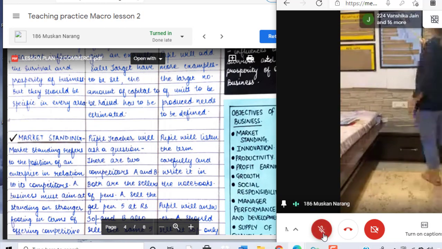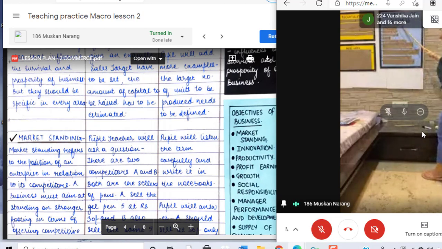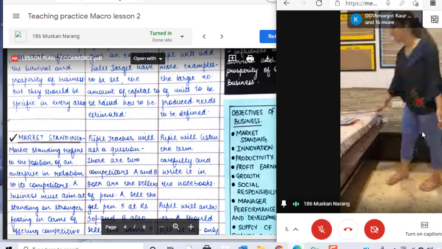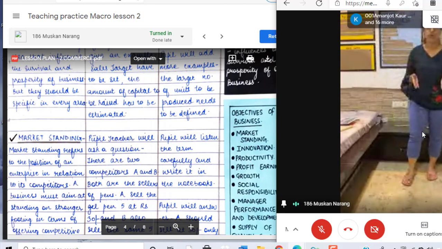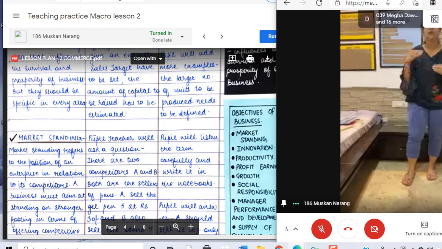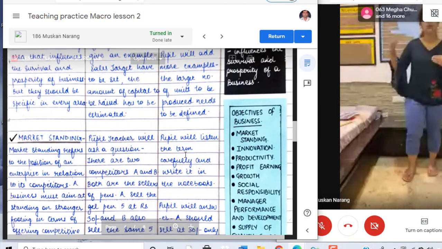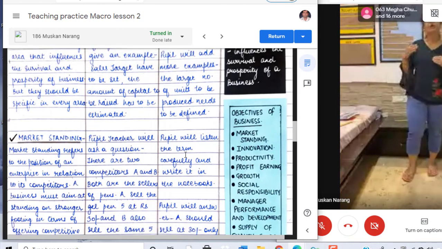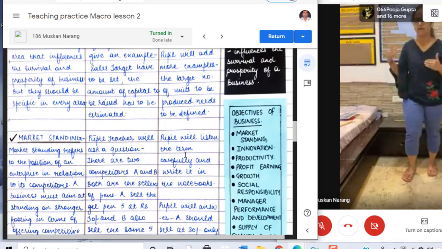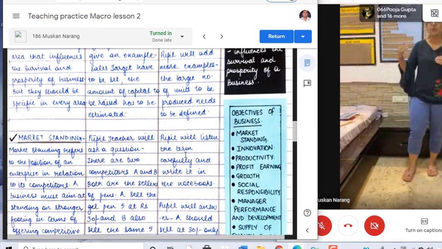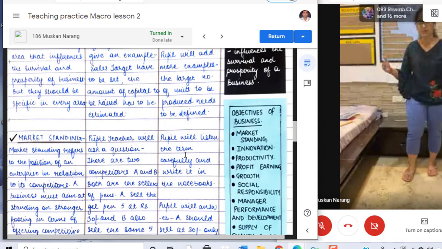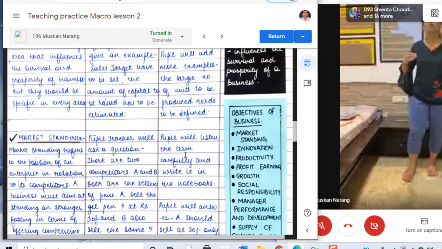Okay, our first objective of business is market standing. So students, basically market standing is what we need to attain the current market position against our competitors. If we beat our competitors on a timely basis and can avail the market opportunities against them, then it will be possible for us to achieve our targets at the right time, to earn the profits, to make the expansions, to do the diversifications of the business, and so on.